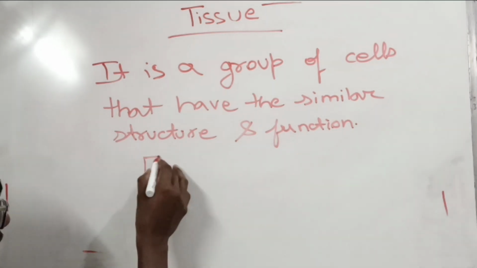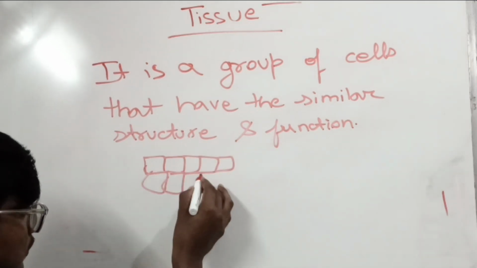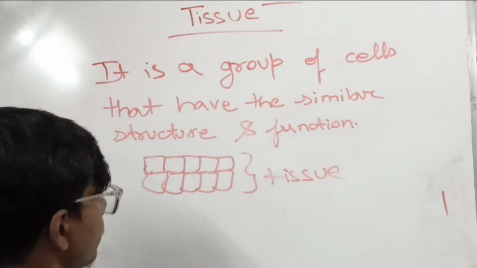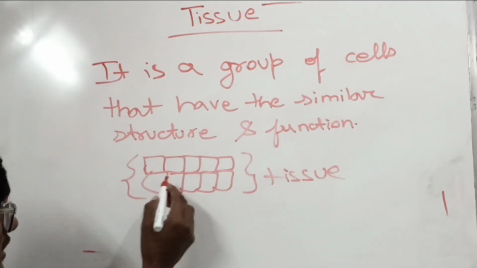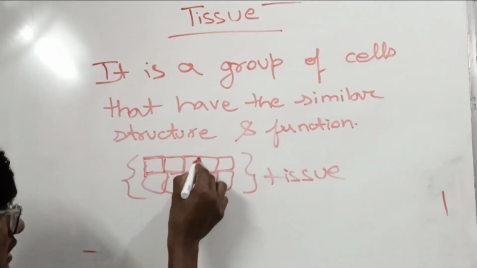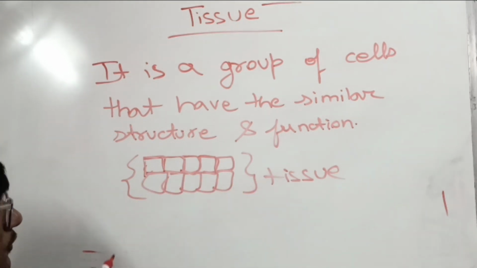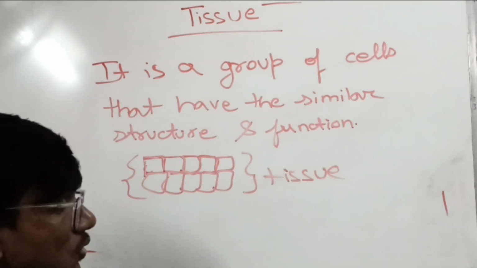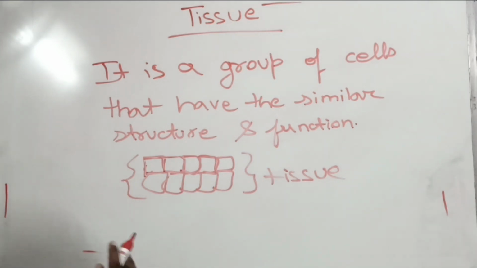If I take a group of cells with similar structure like this, we can consider this a tissue. They will have similar structure, you can see the shape of the cells. There is a group of cells, and they completely form a tissue. They will do the same function, meaning all the cells perform together at a single time to do the same function. Understood? So the definition is: a group of cells that have similar structure and function.